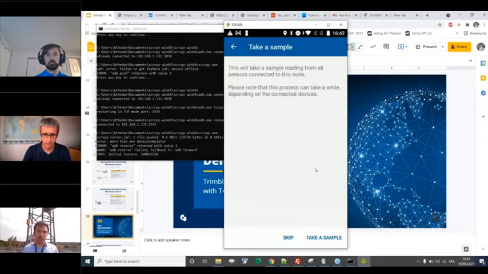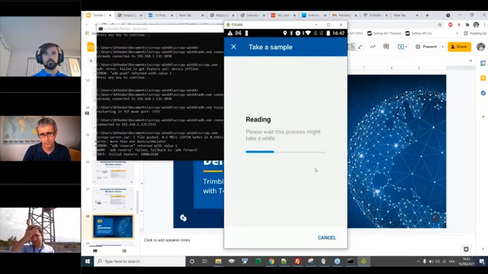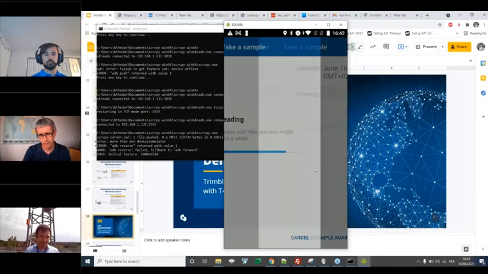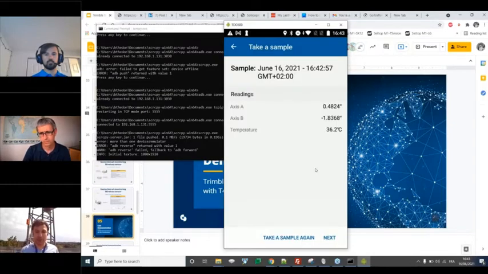Next, take a sample. So I will take a measurement with my node. So we take a reading. Nice. So now you can see you have measurement on two different axes, and you also have a temperature probe on the sensor. So you're able to provide this temperature, and you're also able to display it on T4D.